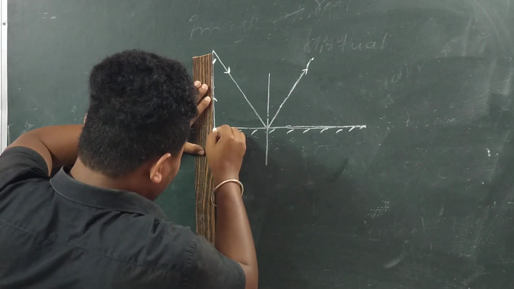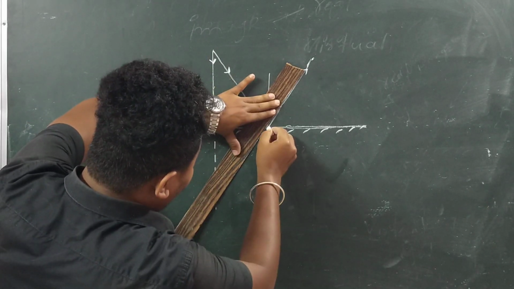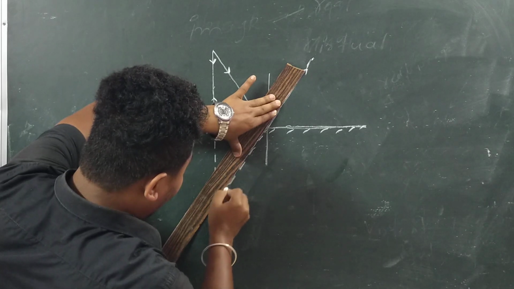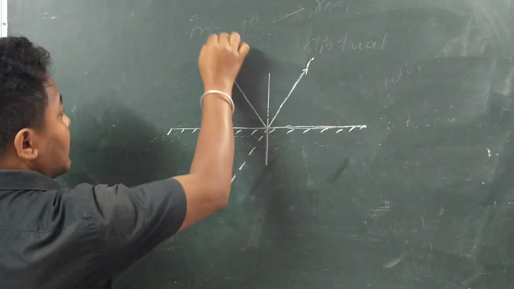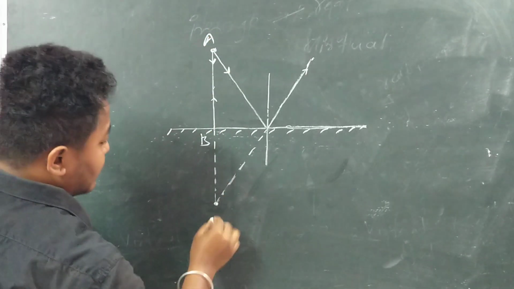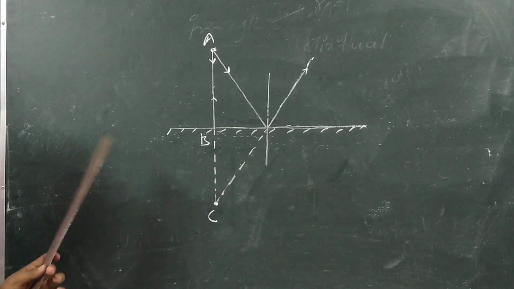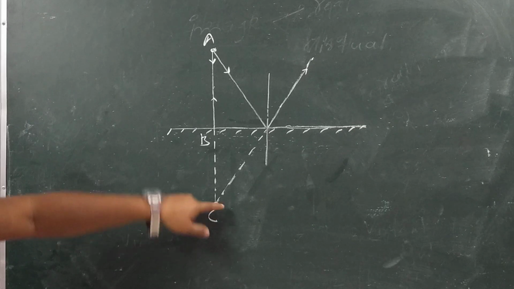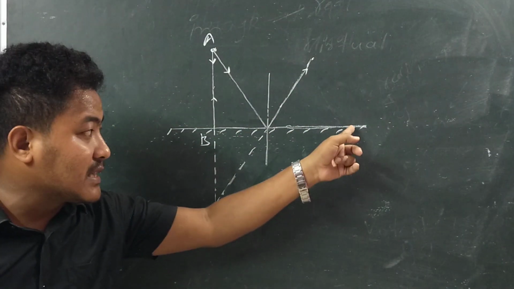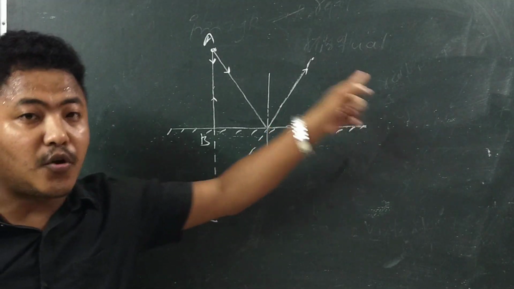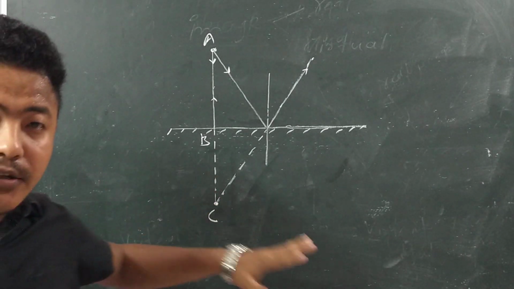The reflected rays of this situation will be extended backward, and this one will also be extended backward. Once I extend backward, I can see the image here. So suppose this is A, this is B and this is C. This is the image formed in the case of a plane mirror. So where is the image formed? Behind the mirror. This is the back side of the mirror and this is the front side. Images form on the back side of the mirror.